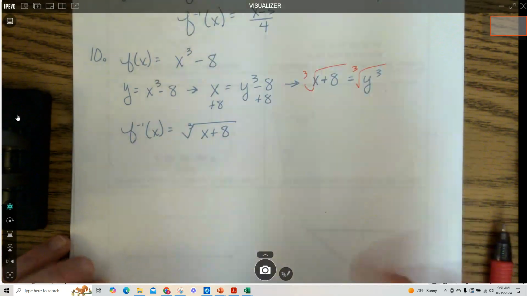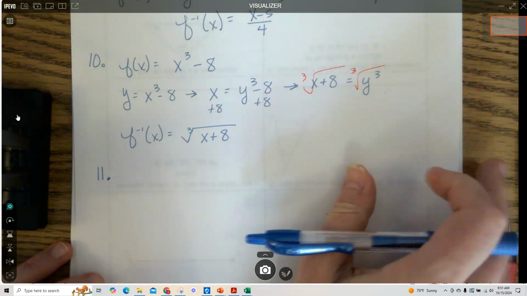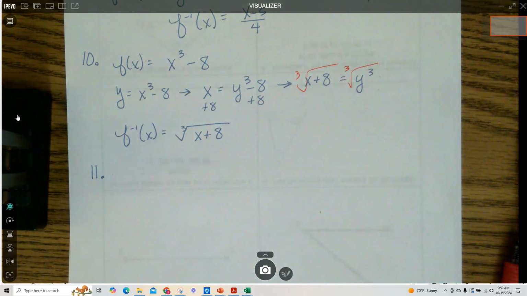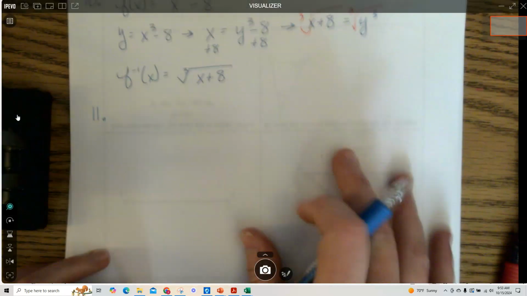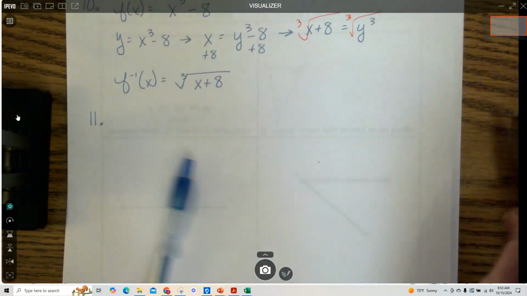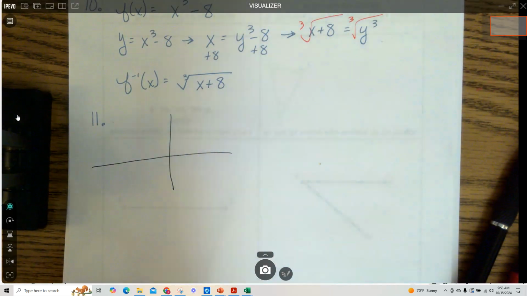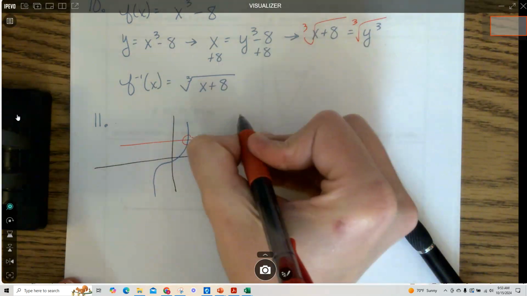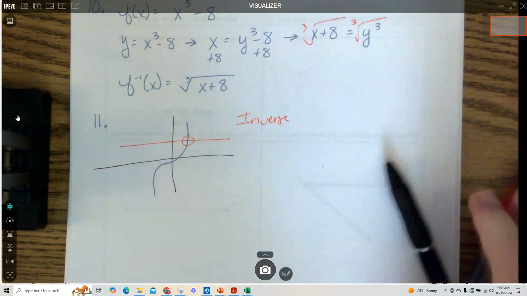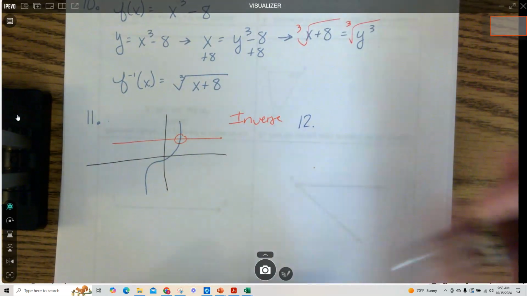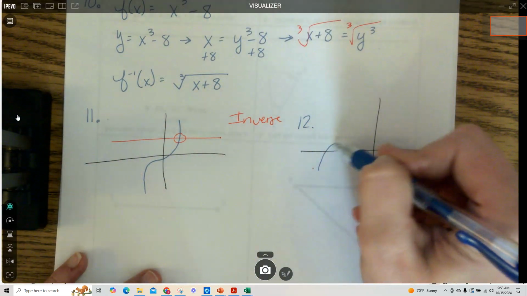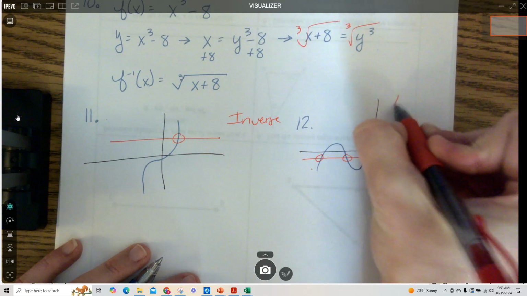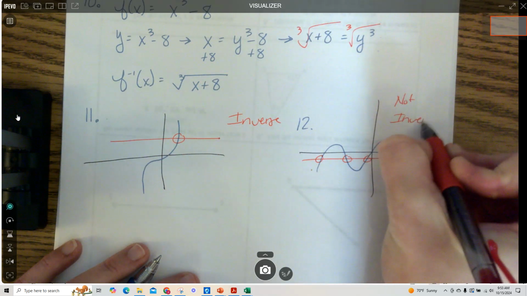Okay. Number 11. Does the graph represent a function that has an inverse? Okay, so when you're looking at graphs, just so the video has this, if you're looking at a graph and it passes the horizontal line test, then it's going to have an inverse. And so I think the next one was something like this. That doesn't pass the horizontal line test, so it's not going to have an inverse.